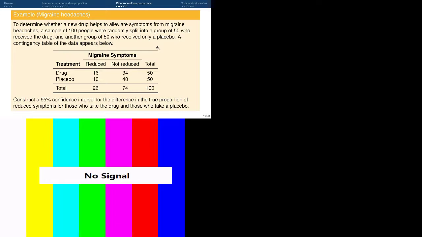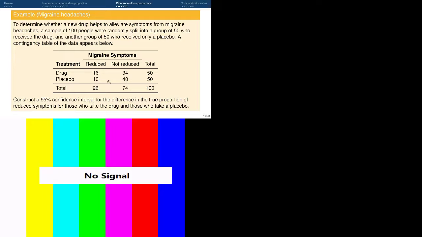So here we have an example which we will look at now and later. To determine whether a new drug helps to alleviate symptoms from migraine headaches, a sample of 100 people were randomly split into a group of 50 who received the drug and another group of 50 who received only a placebo. A contingency table of the data appears below. This top row represents the people that received the drug. So 50 people received the drug, 16 had reduced symptoms, 34 didn't. And the second row is those that received the placebo. We had 10 with reduced symptoms and 40 without reduced symptoms.